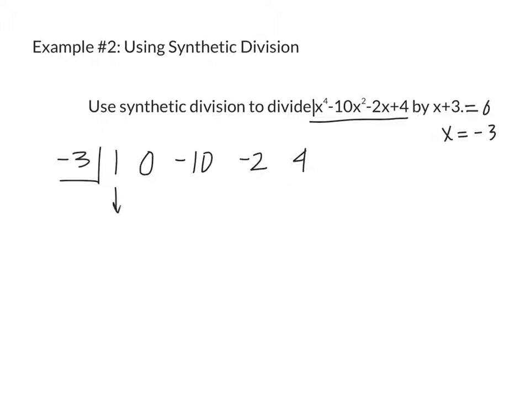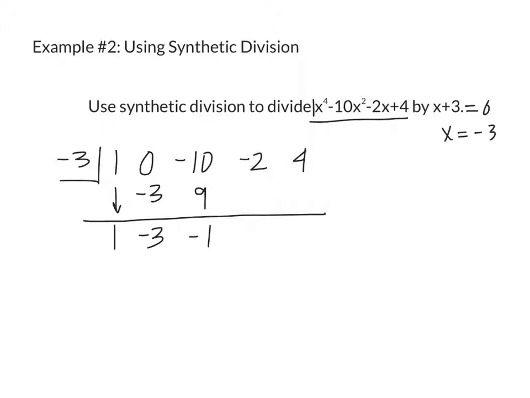So we drop our first number, which is 1, and then we begin. Remember, diagonally you multiply, vertically you add and subtract. So diagonally I'm going to multiply negative 3 times this 1 at the bottom. Negative 3 times 1 is negative 3. Vertically, if I add that 0 plus a negative 3, that gives me negative 3. And then I start over. Negative 3 times negative 3 is positive 9. If I add that vertically, it gives me negative 1.